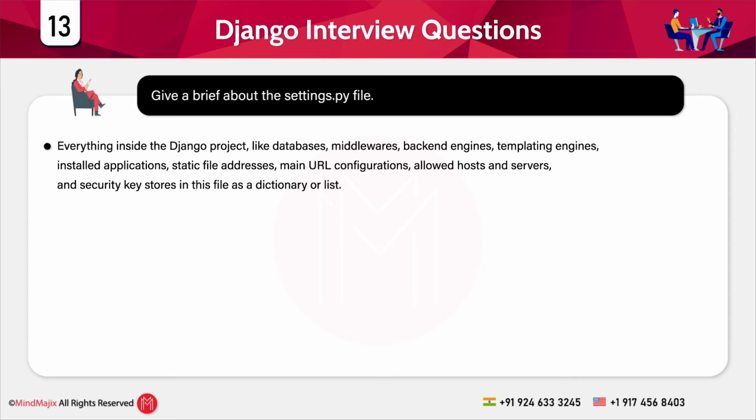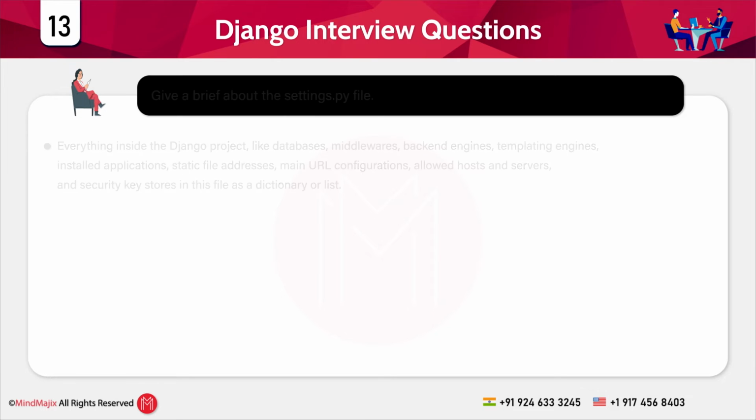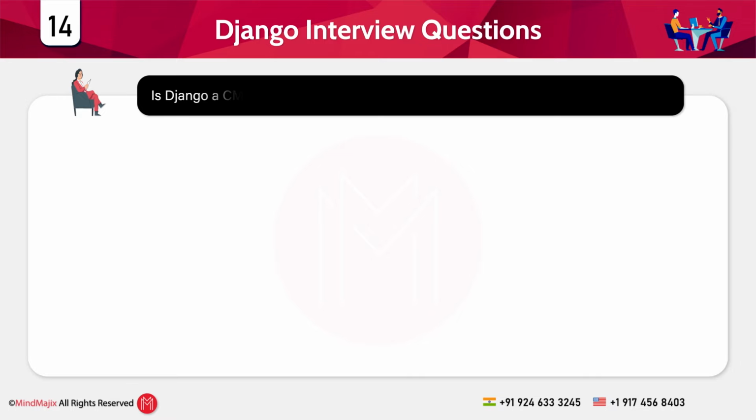So everything inside a Django project, like databases, middlewares, backend engines, templating engines, installed applications, static file addresses, main URL configurations, allowed hosts and servers, and security key stores, is in this file as a dictionary or a list. So when Django starts, it first executes the settings.py file and then loads the respective databases and engines to quickly serve the request. The next question is, is Django a content management system or a CMS?